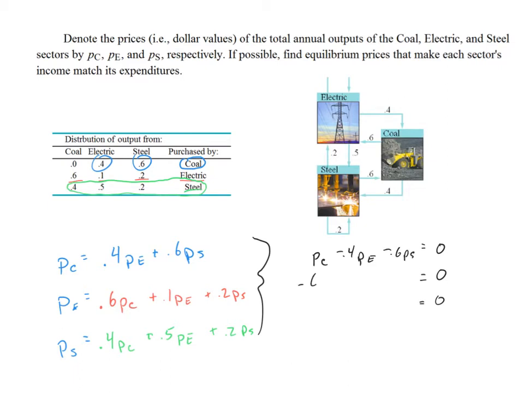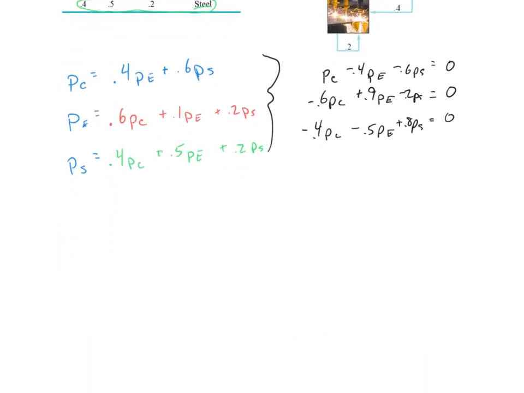The next equation, negative 0.6 P sub C plus 0.9 P sub E minus 0.2 times the price of steel. And negative 0.4 P sub C minus 0.5 P sub E and plus 0.8 P sub S. Okay, so that's what you get when you bring everything over to the left-hand side of the equation. And now, gloriously, we can just set up and solve and row reduce an augmented matrix.